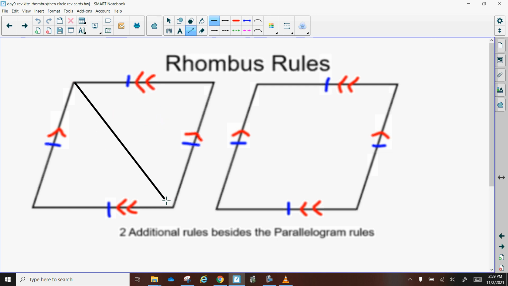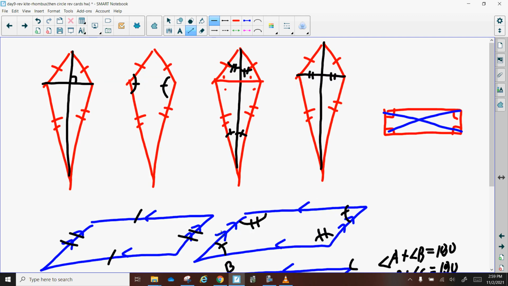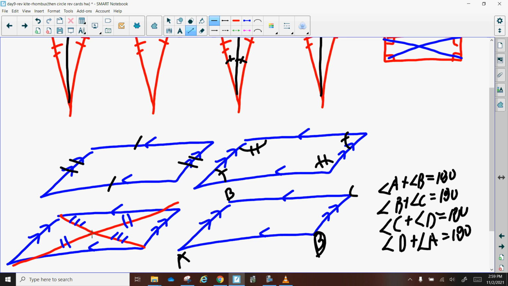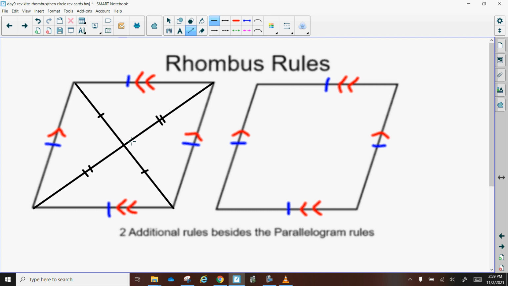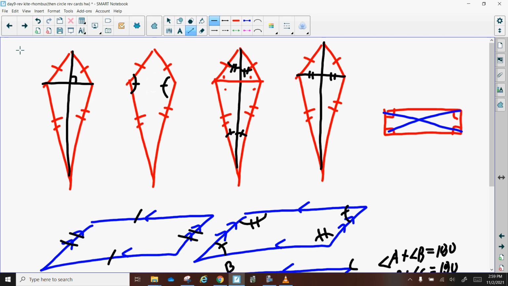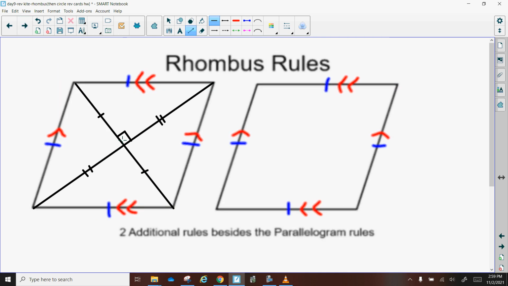If I draw my diagonals in a rhombus, these two diagonals not only bisect each other, so yes, this is equal to this, and this is equal to this, but there is one more thing that is true about a rhombus that's not true about a parallelogram. In a parallelogram, these angles are not going to be 90 degrees. But in a rhombus, this is always going to be perpendicular. This is very similar to the kite where the diagonals are perpendicular, and a rhombus is kind of a kite and a parallelogram mixed together. So the diagonals are perpendicular.